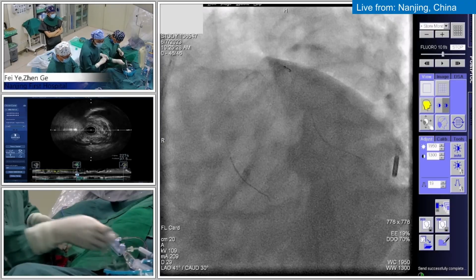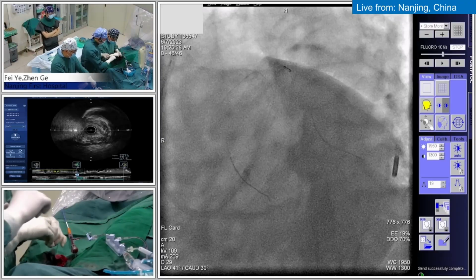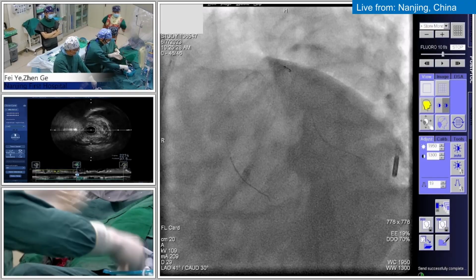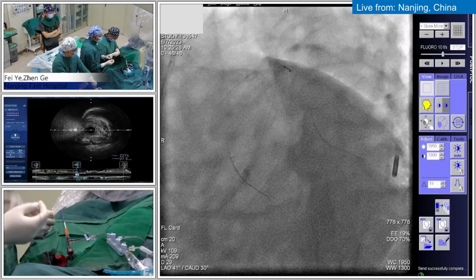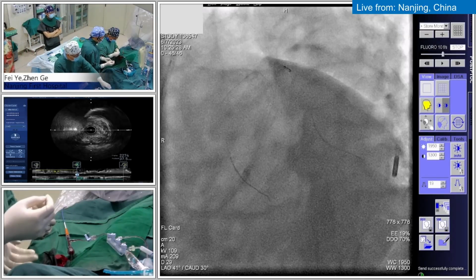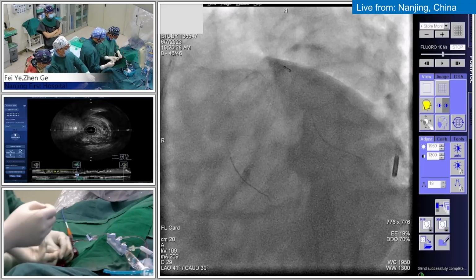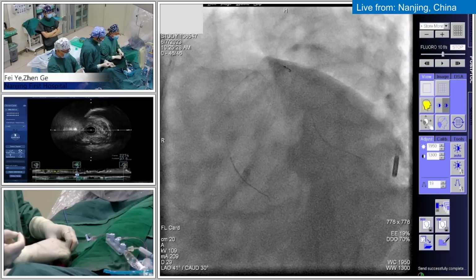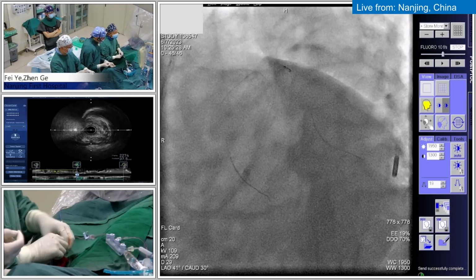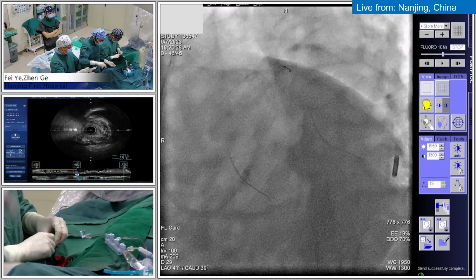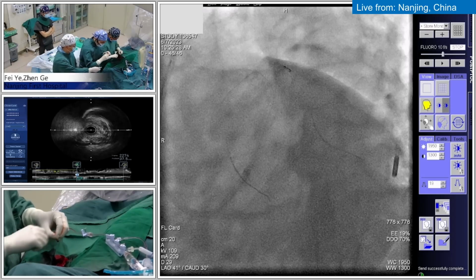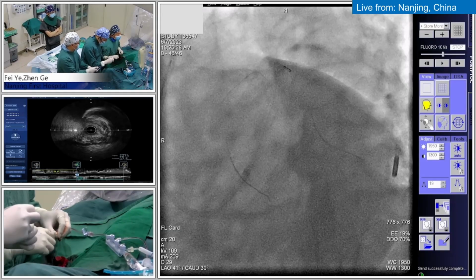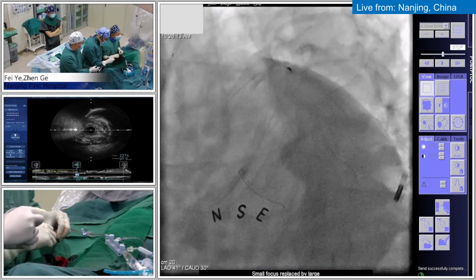So after the 2.5 balloon predilation, next stage. Yeah, based on the IVUS result, we can see some severe calcification located in the distal left main. So I use a scoring balloon, a 2.75 scoring balloon, to prepare this calcification lesion. For the distal left main or LAD? For the distal left main.